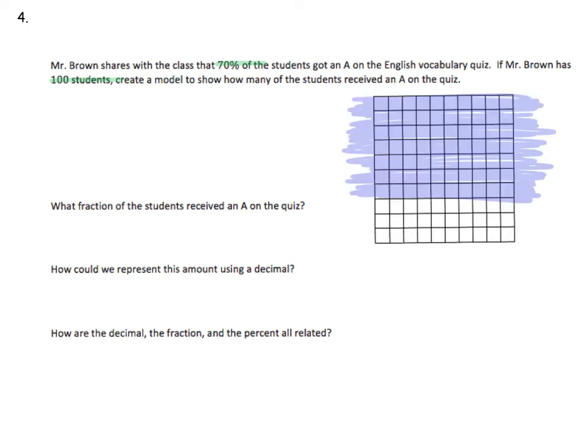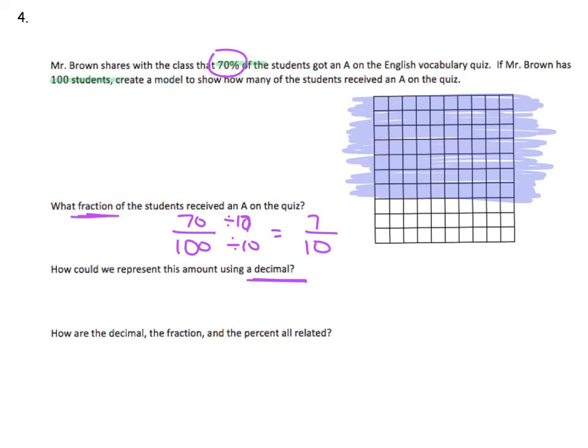So on my model, I had a 100 grid, and I colored in 70 of the boxes. Now, what fraction of the students received the A? I know 70% is the same as 70 over 100 for my fraction. If I reduce it, they both divide by 10 because they both end in 0, so I get 7/10.